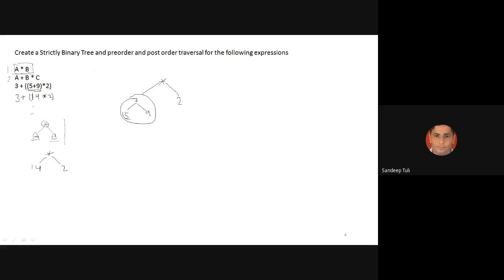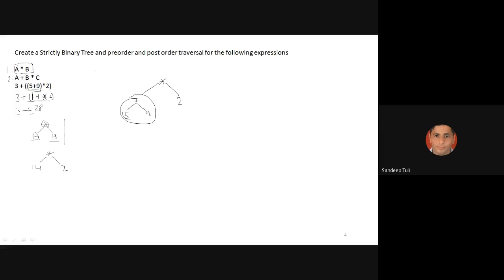Sir, the 2 which we are multiplying can't be on the left-hand side with 14. It could be on the right-hand side of 14. Actually, 2 is at the right of plus star. You see in this expression, 14 into 2. If star is the root node, then 14 will be the left child and 2 will be the right child. That's why I have put that 2 on the right side of star only. Now the result of this is 28.